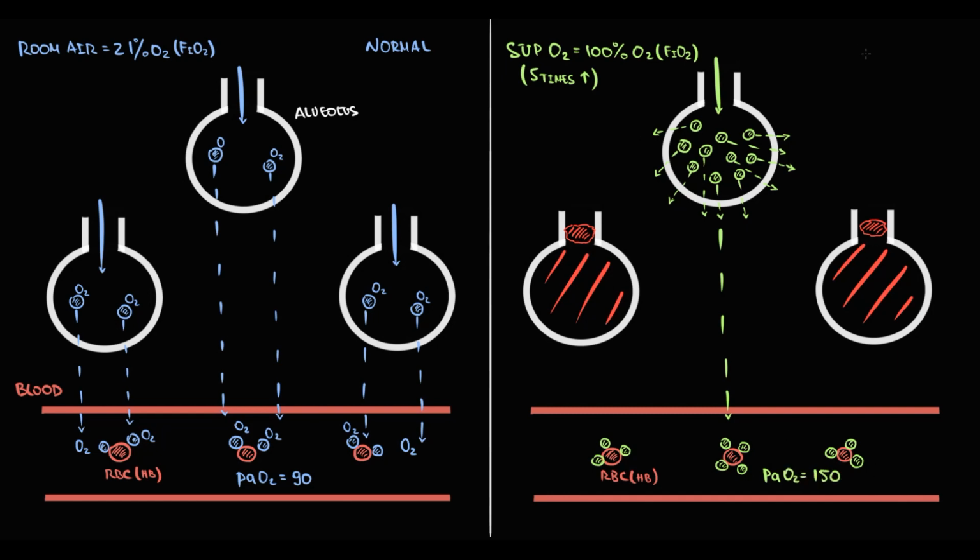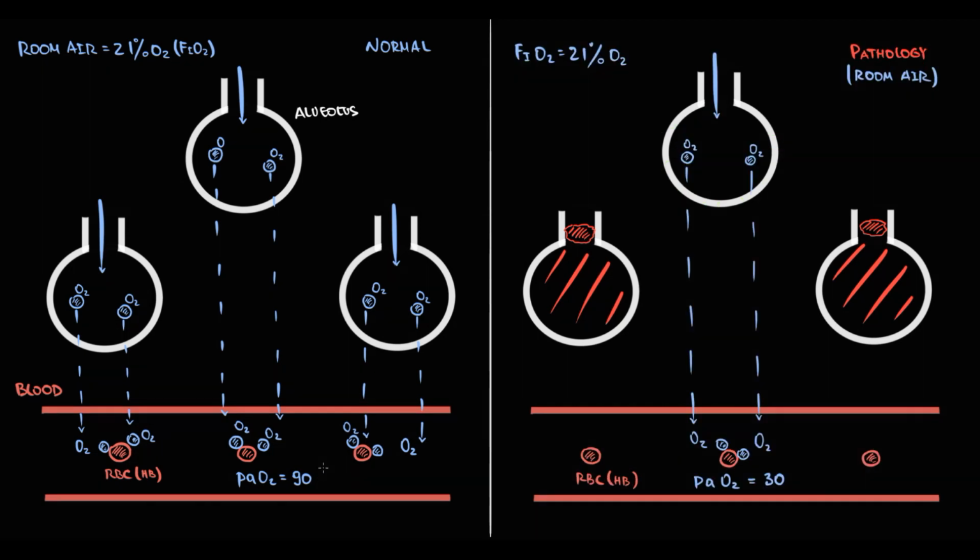So we know that 2/3 of the lungs are not working, so it's a pathology. But partial pressure of oxygen in the blood is high. In this case, in normal condition it's 90, and with supplemental oxygen it's 150. So it's even higher than in normal condition. And previously, with the same air, it was 90 to 30.